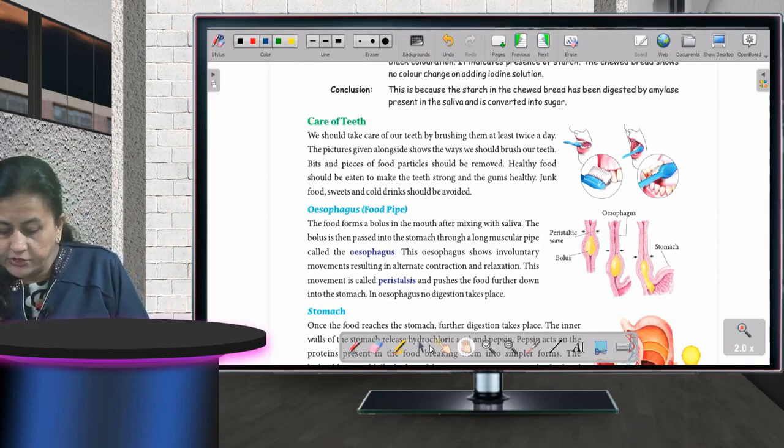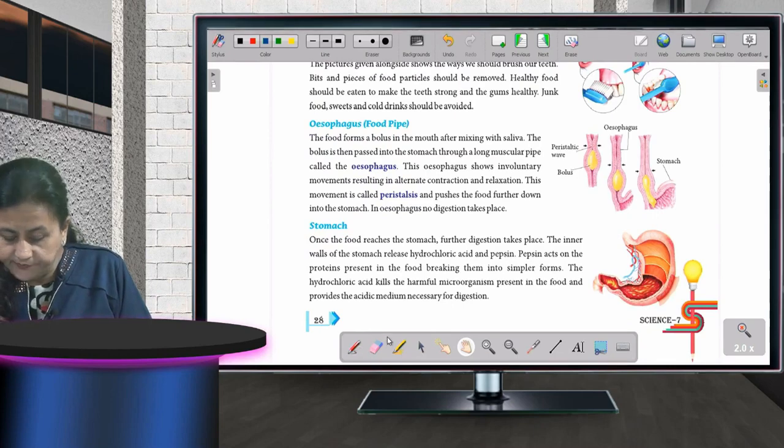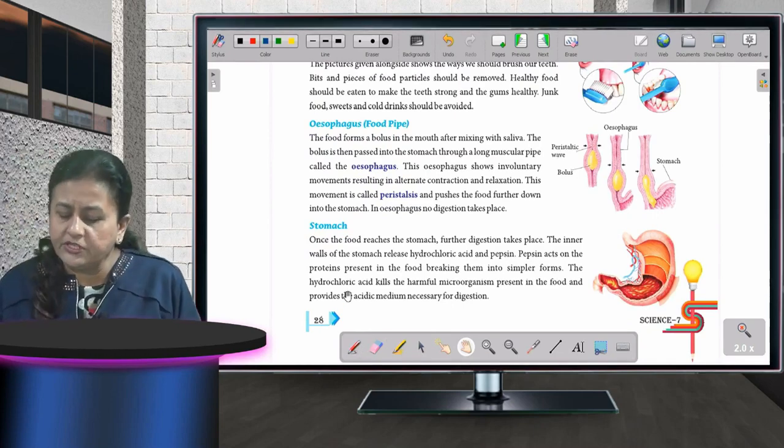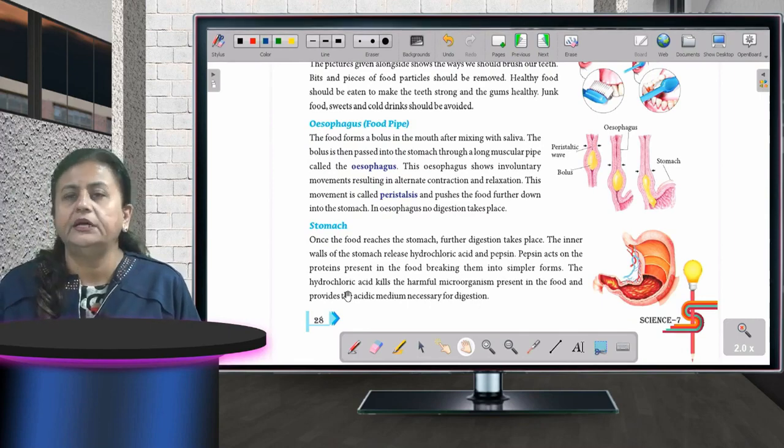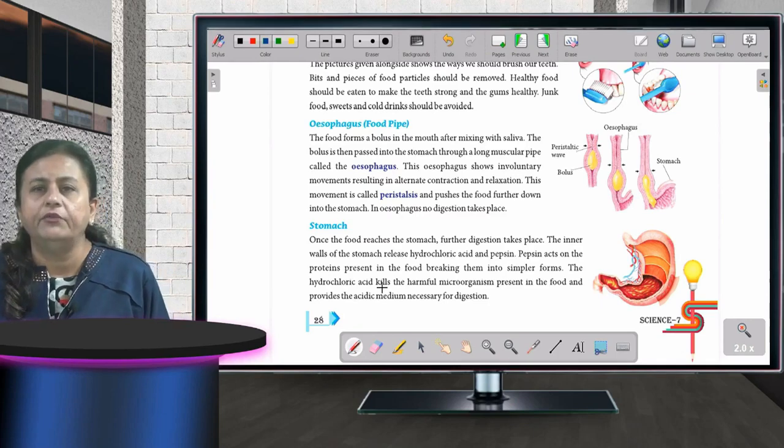You all can see on your screens also. What is it? Many of you must be reading it as oesophagus. No, please listen very carefully to the correct pronunciation of this word. This is the scientific term for the food pipe.